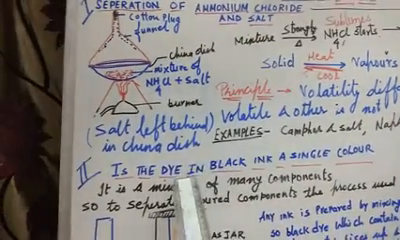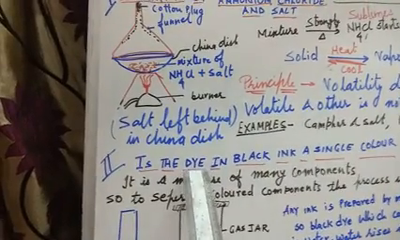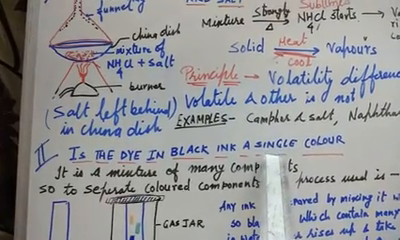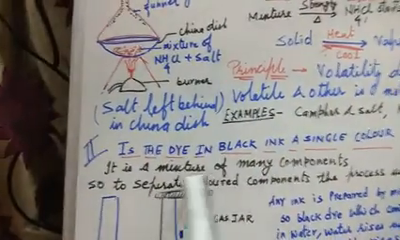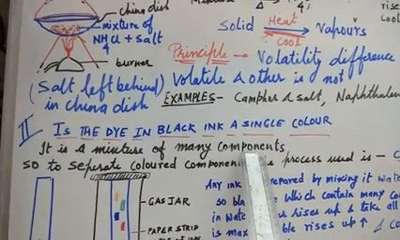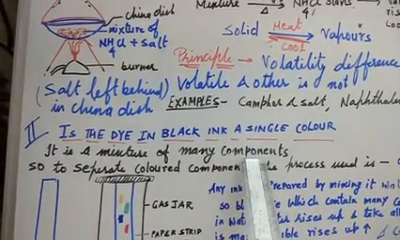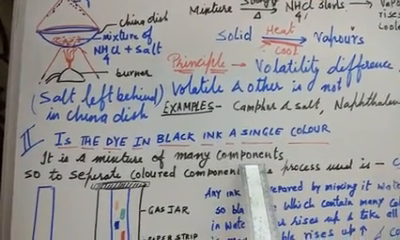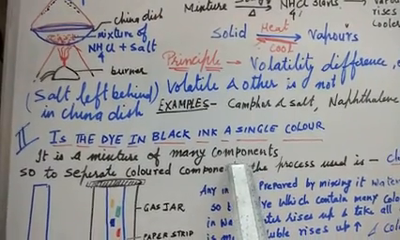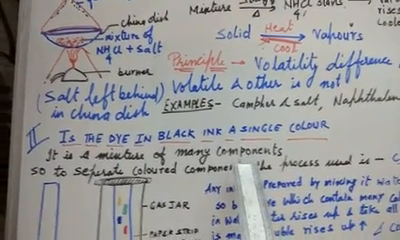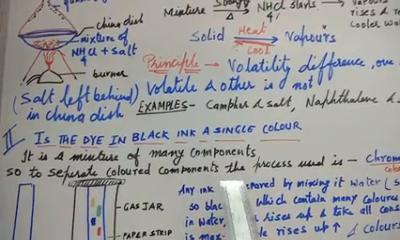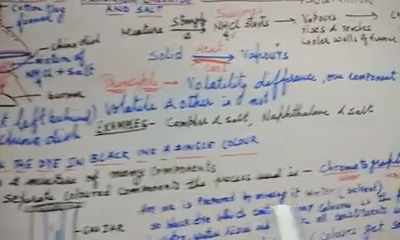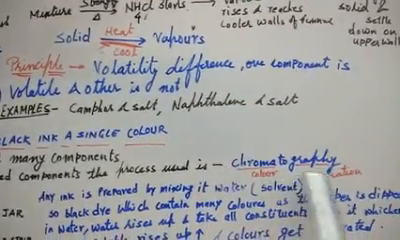That's why I am taking that black ink in a black sketch pen, which is not a single component. It is a mixture of many components. Many colors are there in that black colored dye. How to separate all those components? So here, students, firstly I am telling you, when many colors get mixed together, they can be separated by the process called chromatography.